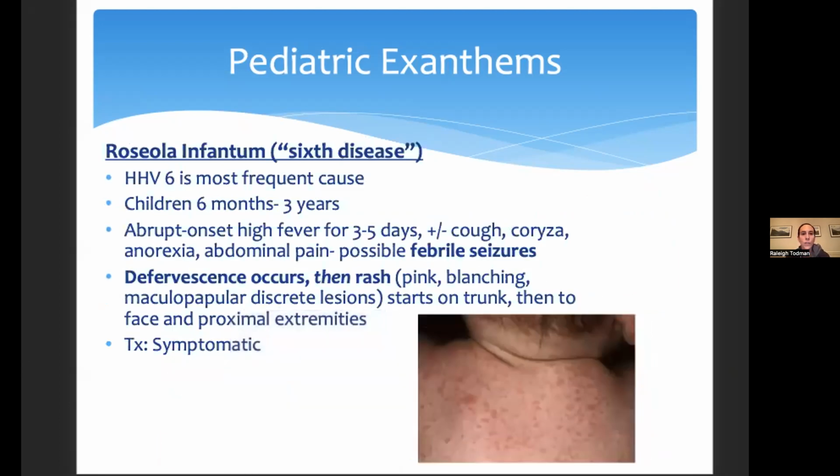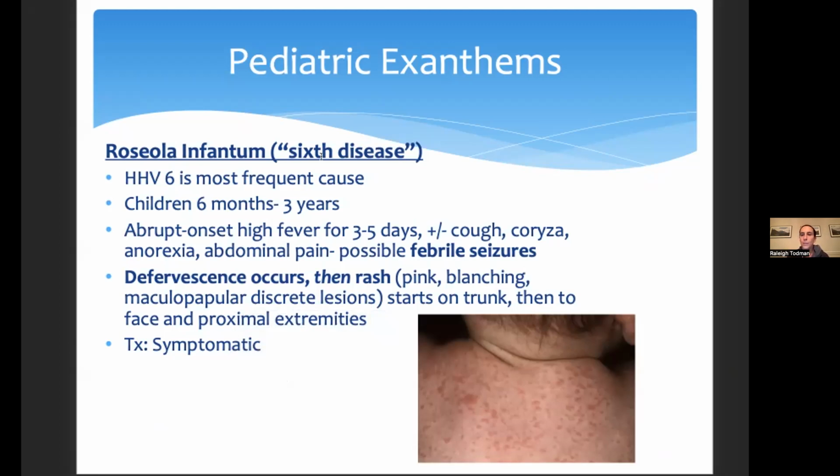Sixth disease, or roseola infantum. This is mostly caused by human herpes virus 6. It mostly occurs in children 6 months to 3 years, so pretty young. This is another one with a pretty specific evolution of how all the symptoms appear. There's a sudden onset of very high fever for a few days, plus or minus runny nose, cough, anorexia, and you might see febrile seizures here.